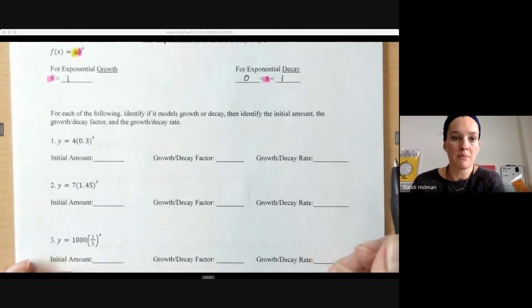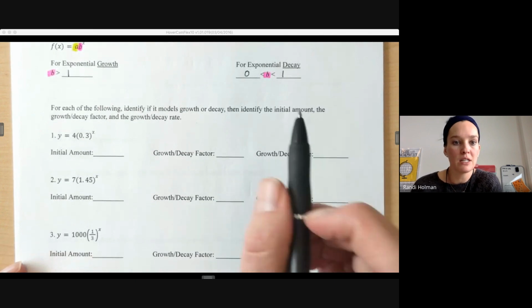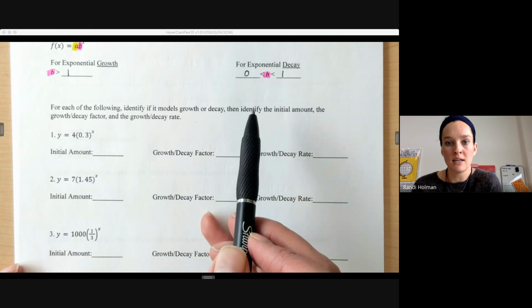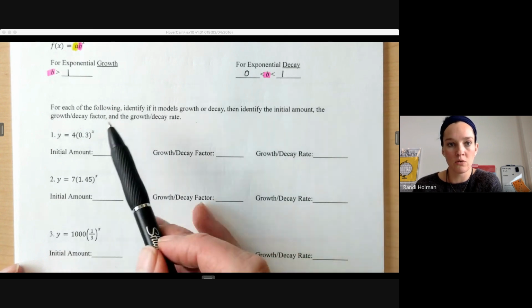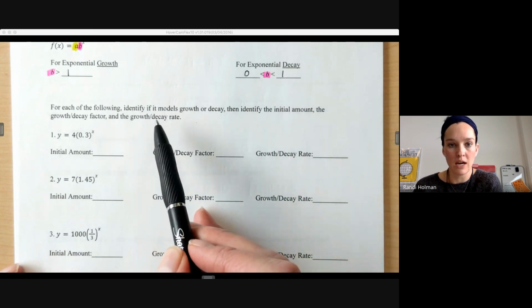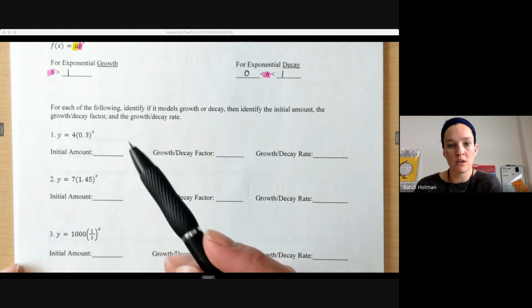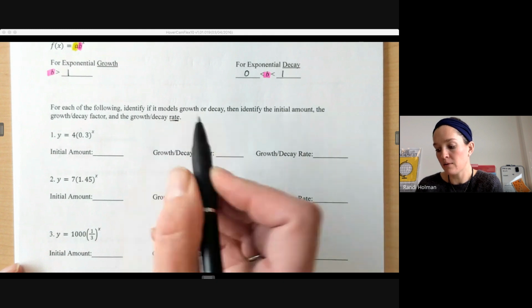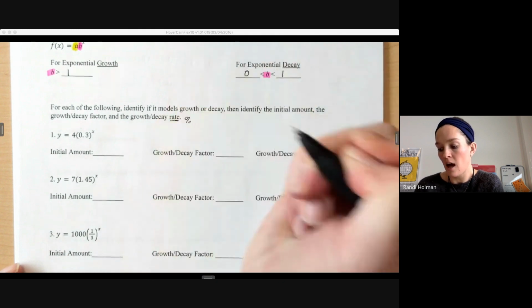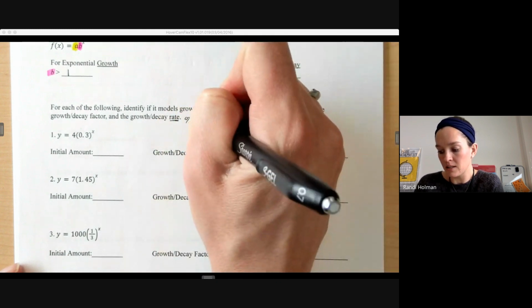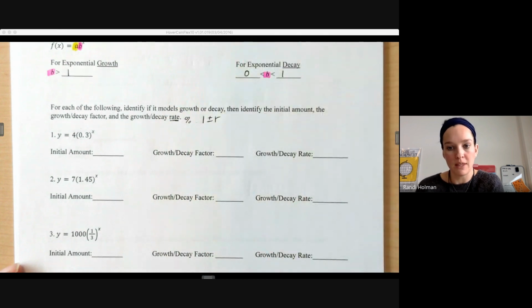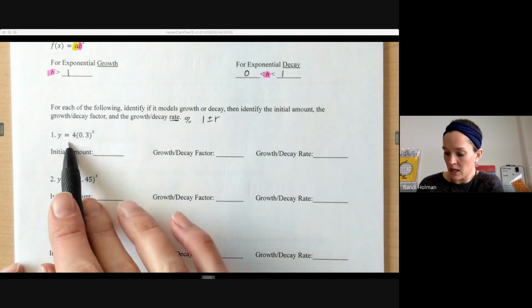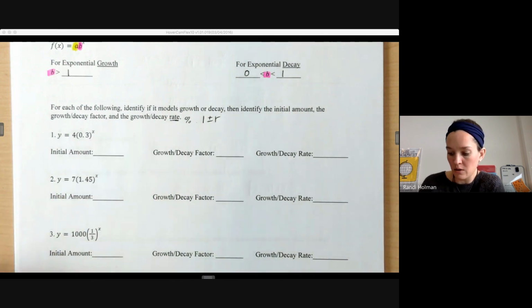So let's look at some examples with our growth and decay. For each of the following, we're going to identify if it models growth or decay, and then identify the initial amount, the growth or decay factor, and the growth or decay rate. That rate is how much we are growing or decaying by. We're going to be thinking what percent, and go back to that 1 plus or minus r.